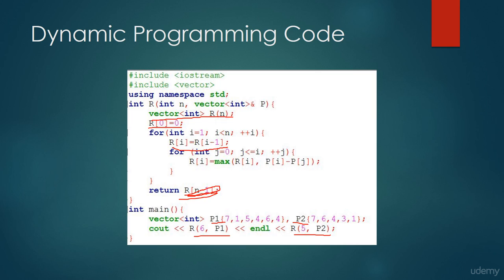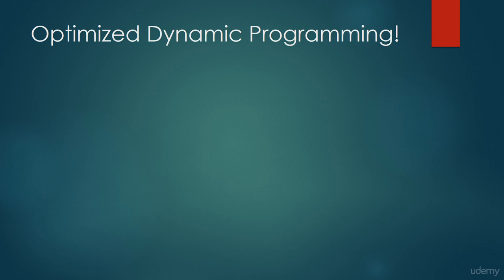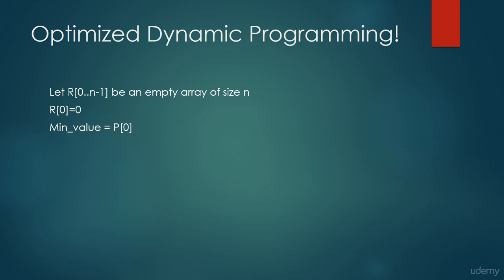So we just discussed an optimization, a way that we can improve this solution from an O(n) squared solution and maybe take it down. So let's have a look at the optimized dynamic programming solution. First of all, we let R0 to n minus 1 be an empty array of size n, and we set the base case as R0 equals 0. But this time, we're going to introduce a variable called minimum value, and we set it to the price at the first day. And then we go for I equal 1 to n minus 1.